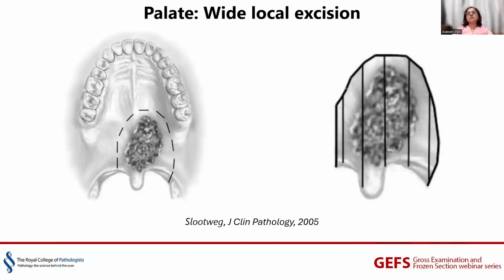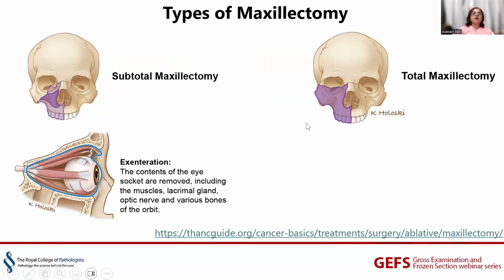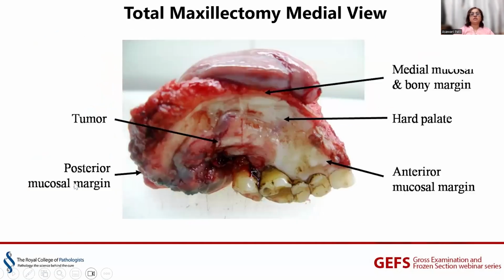which portion of the specimen represents the dura which is closest to the tumor and how we can submit it. If you look at the palatectomy or wide local excision, it can be just a smaller specimen with orientation. If uvula is included, we can always orient it. You can identify the mucosal margins, submit the margins, submit the tumor, and so on. Now, the rest of the maxillectomy specimens can be medial maxillectomy, infrastructure maxillectomy, suprastructure maxillectomy, or we can have a subtotal maxillectomy, total maxillectomy including orbital floor, and then maxillectomy with orbital exenteration.